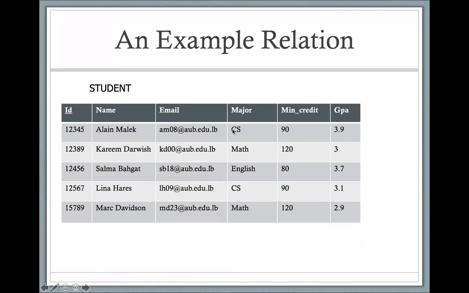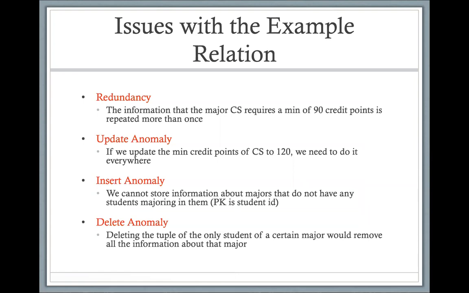So basically, for every major, you're storing with it the minimum credit. So you're repeating this information: CS has 90 credits, mathematics has 120, English 80, CS again repeating 90. With every student, you want to record their major, and you're repeating the information which is the minimum credit for a major. Yeah, so this causes what we call anomalies. It causes redundancy. The information that the major CS requires a minimum of 90 credits is repeated more than once, with every student that is in the major CS.